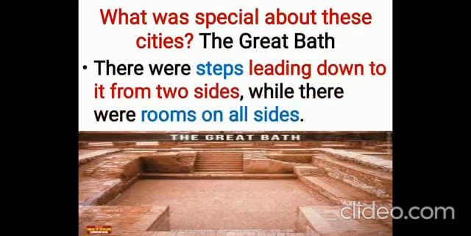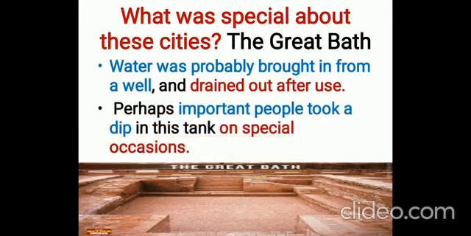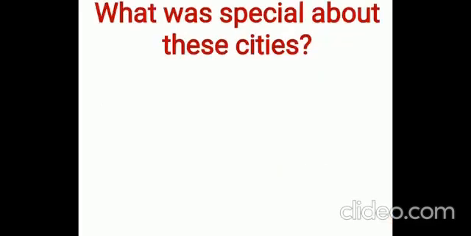There were steps leading down to it from two sides, while there were rooms on all the sides. So on all the sides of the Great Bath, there were rooms. And there were stairs also from two sides to enter the Great Bath. Water was probably brought in from a well and drained out after use. Perhaps important people took a dip in this tank on special occasions. This we have already studied in the earlier class. This is the Great Bath and people come here, take a dip on special occasions only.